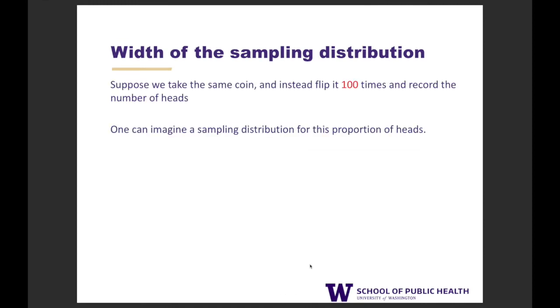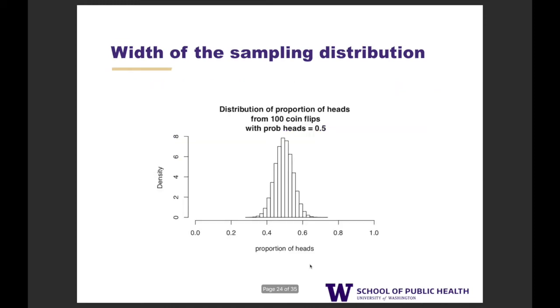Let's imagine we run the same experiment with the same coin, but now we flip it 100 times and record, I should say, the proportion of heads, not the number of heads. You can imagine again identifying a sampling distribution for the proportion of heads. Again, each of these experiments will flip the coin 100 times and record that proportion of heads. So what do we see? Again, we see a proportion of heads centered around 0.5. That makes sense. But now we're seeing that out of 100 flips, you're rarely going to get 80 heads or 90 heads, right? That somehow seems much more unlikely.